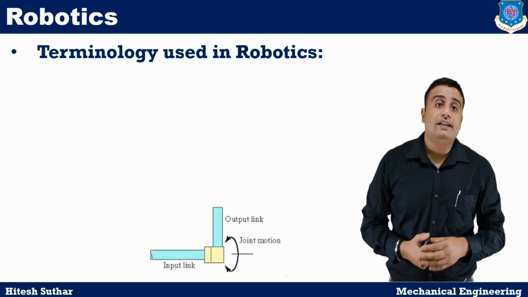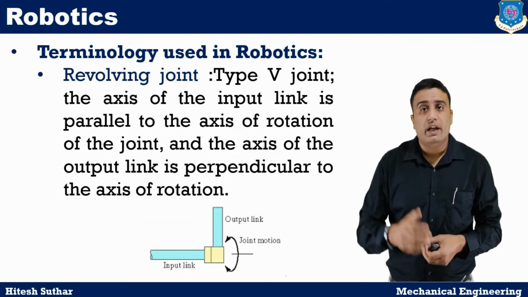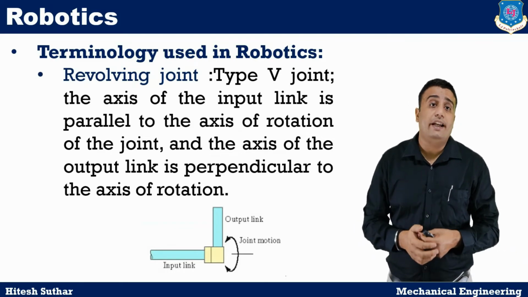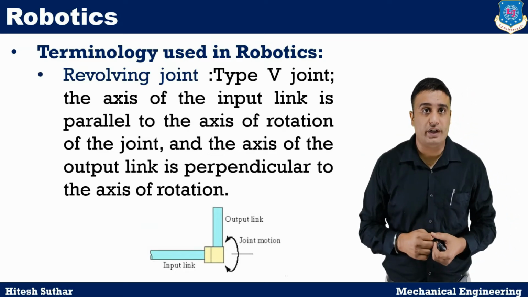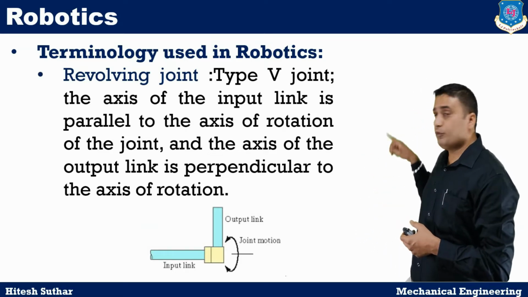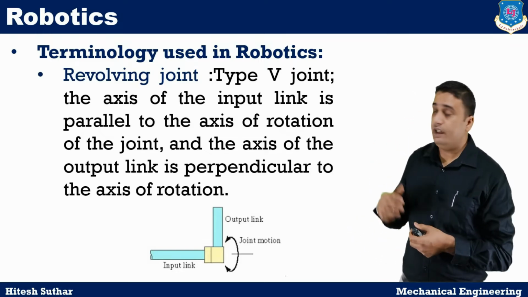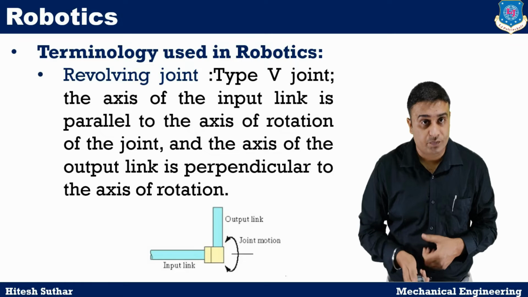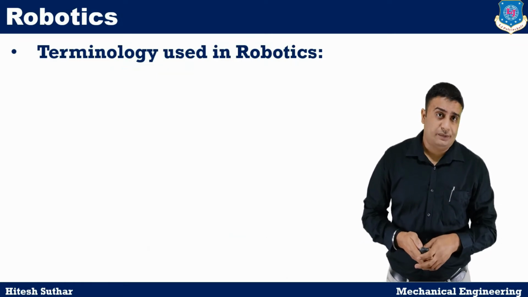Moving on to the next, that is the revolving joint, known as a type V joint. In this joint, the axis of the input link is parallel to the axis of rotation of the joint, and the axis of the output link is perpendicular to the axis of rotation, as we see in the figure. These are all the types of joints used in robotics.